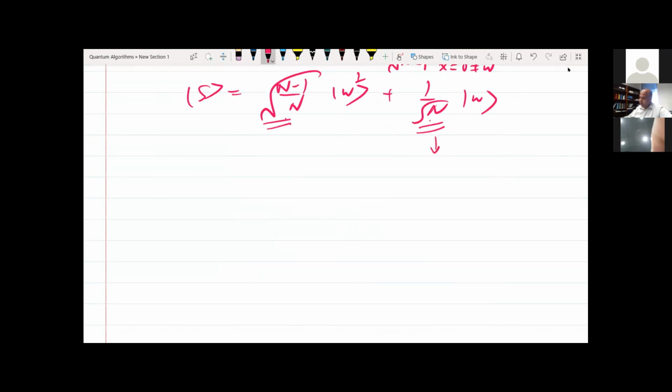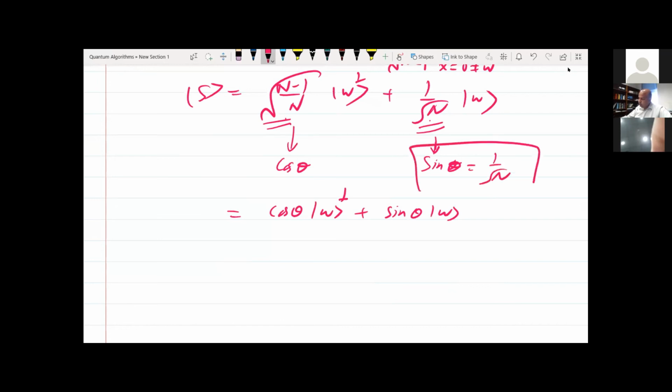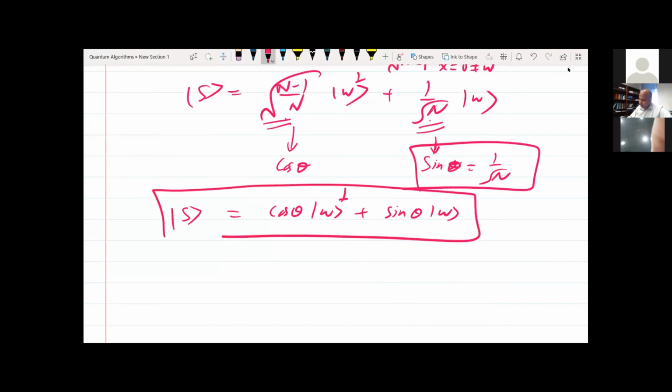So let's call this some sine of theta, and this some cos of theta. Then this becomes cos of theta W perpendicular plus sine of theta W, where sine of theta is 1 over square root of n. So this is my S state. All right, I just introduced another parameter theta, which is related to capital N, using this for easiness, and also later on to get an insight into what is happening.